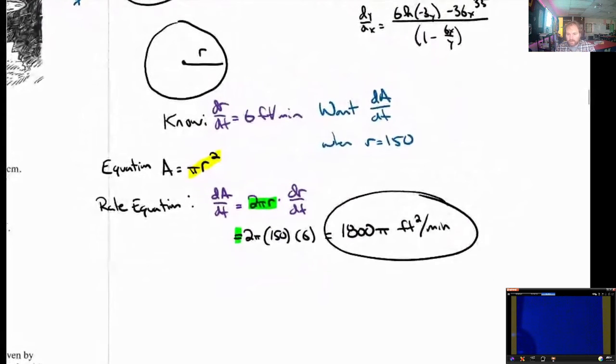That is a really good related rates example. It's really straightforward, really quick, easy to do. That's a really simple problem. I like this problem a lot.